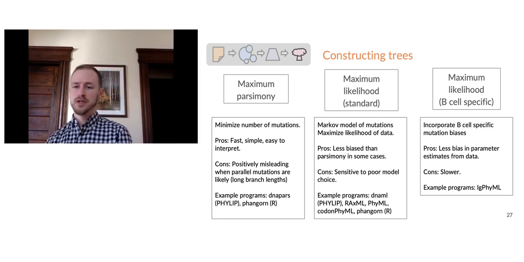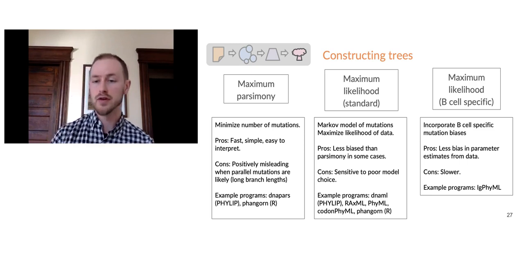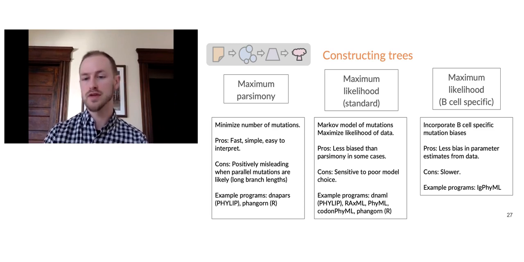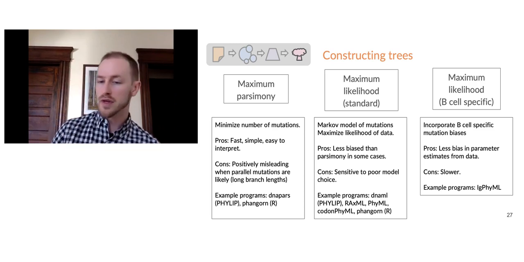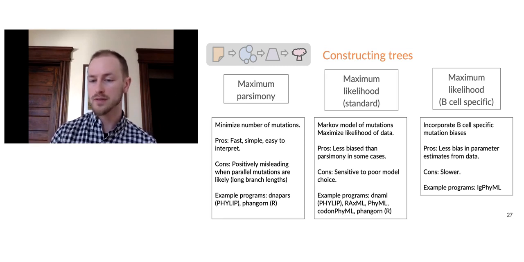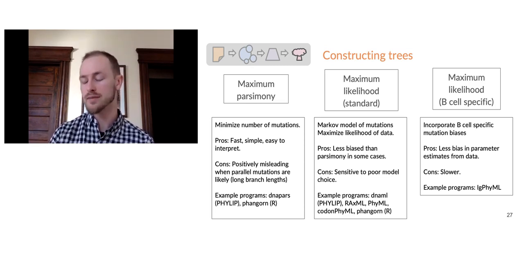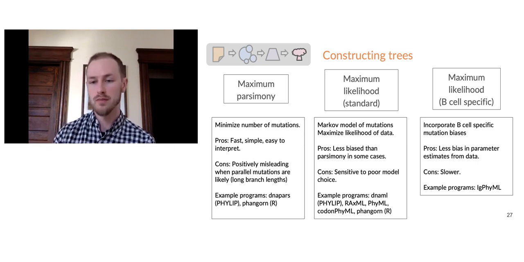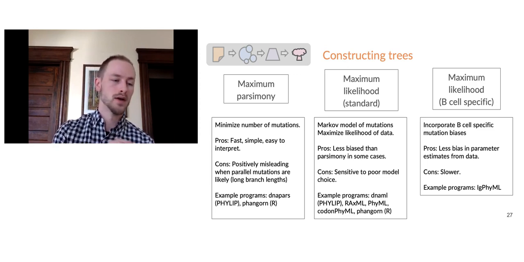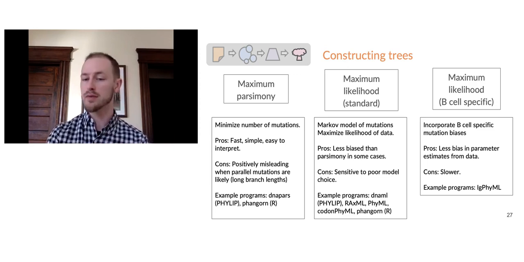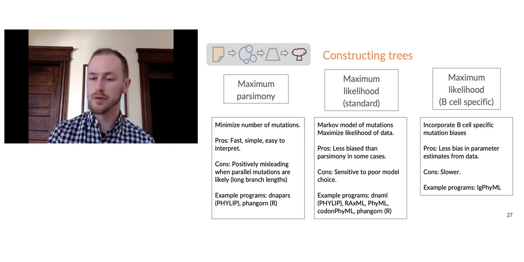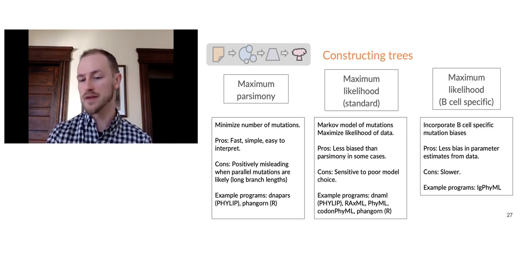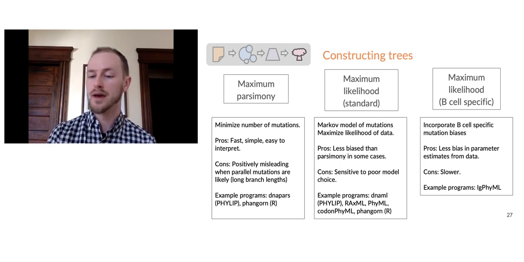And finally, there are options for B-cell specific maximum likelihood models. These are Markov models that incorporate B-cell specific mutation biases. These have the benefit of reducing bias in parameter estimates in your data, and in cases where those parameters are important, like if you're trying to estimate the force of selection or the rate of different types of somatic hypermutation, this can be very useful. The downside is that these methods can often be quite slow, and the main example program for that is IgPhyML.